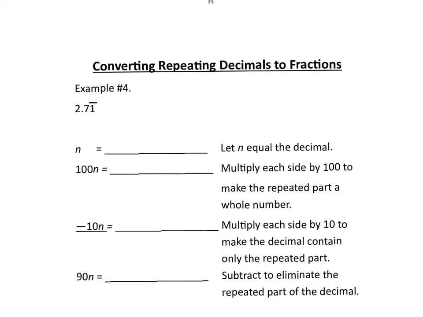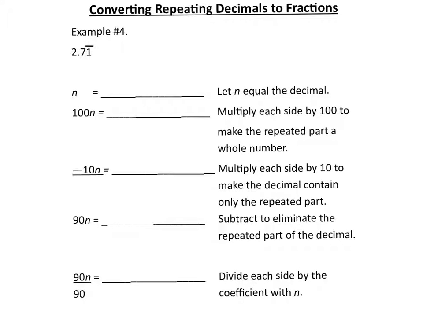Looking at example 4, we have 2.7 repeated 1. Well, first step should be easy. Remember, n's always going to equal whatever the problem is. n equals 2.7 repeated 1. We know we're going to multiply by 100 because our goal is to get that 1 as a whole number. So we now have 271 point repeated 1.